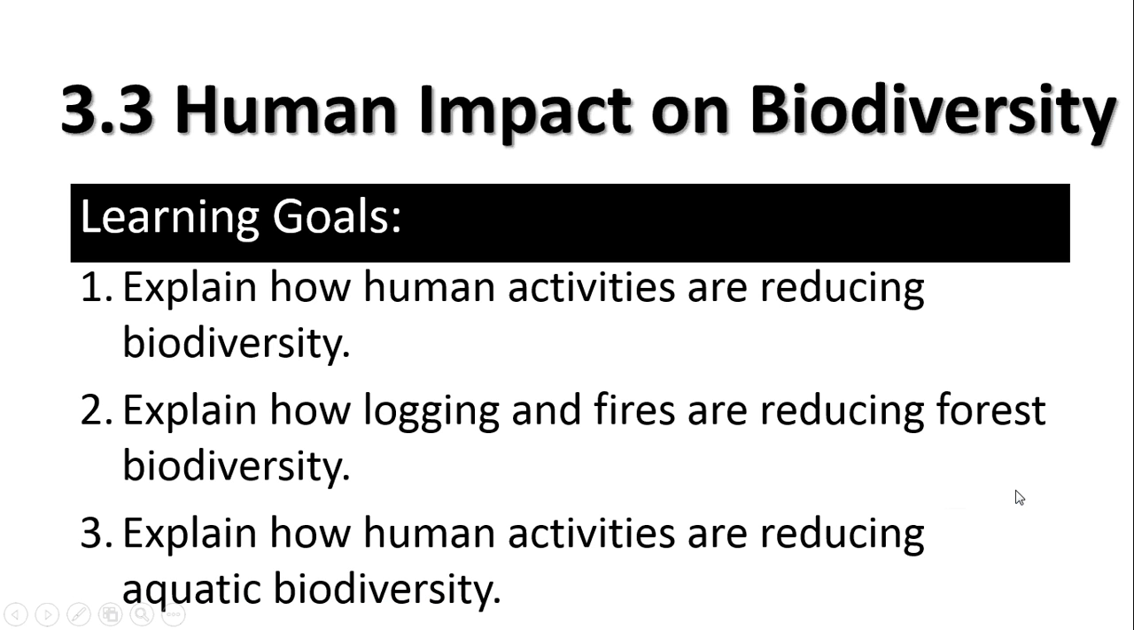Here's the lecture for the 3.3 notes on human impact and biodiversity. We have 3 learning goals associated with this lesson. The first is to explain in general how human activities are reducing biodiversity. Second, explain how logging and fires reduce forest ecosystem biodiversity. And then third, explain how human activities are reducing aquatic biodiversity, in particular in the ocean.